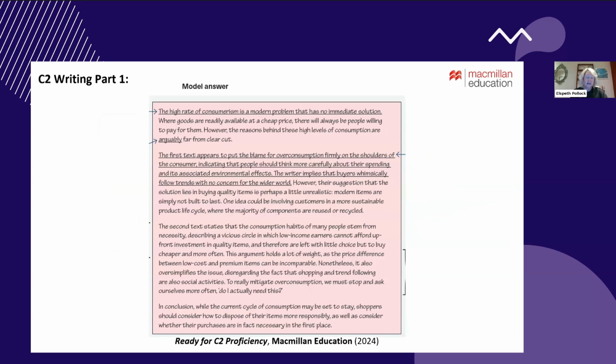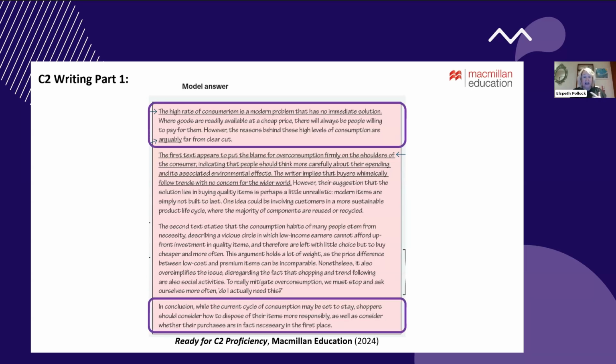Here's a model answer from the course book. And let me tell you what I do with this to produce a composition. I split my students into 2 groups, A and B. I give everybody the beginning of the model answer, the introduction, and I give everybody the conclusion.